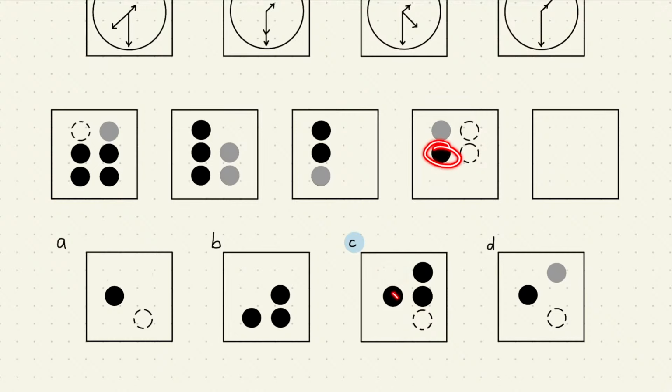This black circle remains the same. And this dotted circle, remember that dotted circles don't really have any pattern. They can appear at any time, and it is appearing at any time. So it is option C. Option C is the correct answer.